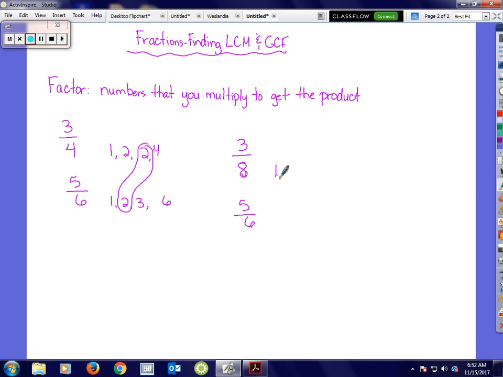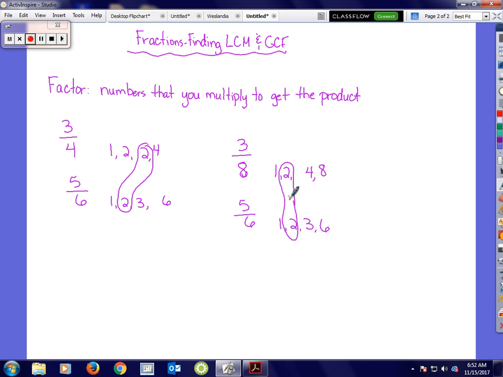Okay, so hopefully you have 1, 8, 2, and 4, 3, nothing, 4, and we're back to the 4. And then we already know the 6's are 1, 2, 3, and 6. So when I look here, my greatest common factor would be the 2. Okay? So we have that, and hopefully you remember that from when we were simplifying fractions last year.